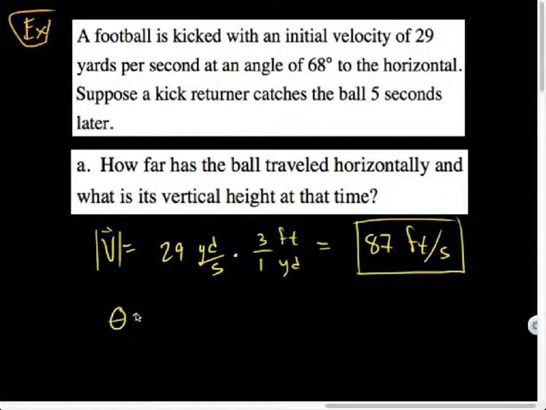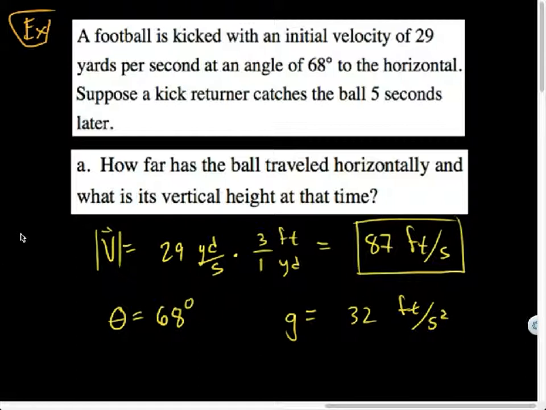Theta, we happen to know, is 68 degrees. No conversion necessary there. We're working in degrees, so we don't need radians. And then, what else do I need to know? Oh, g, the acceleration due to gravity. Since I'm working in feet per second, which was cued by the yards per second, technically I could convert this to meters per second, but no one wants to do that. So I'm going to use 32 feet per second squared, and the per second squared means that this is an acceleration.